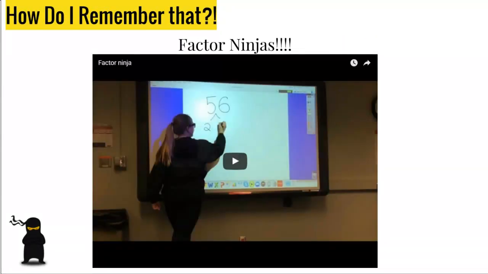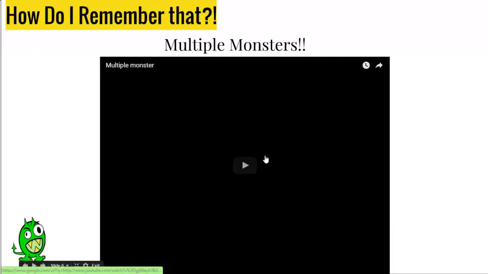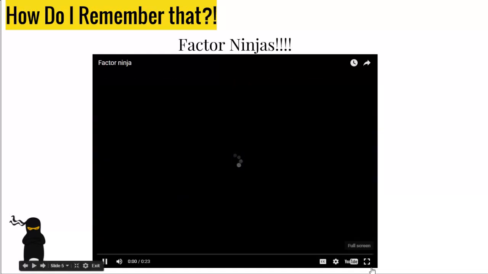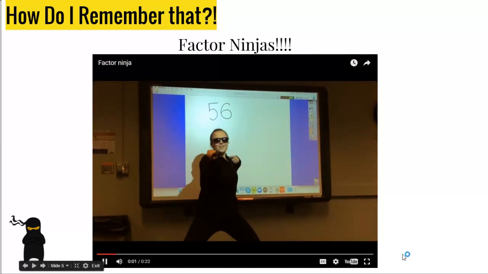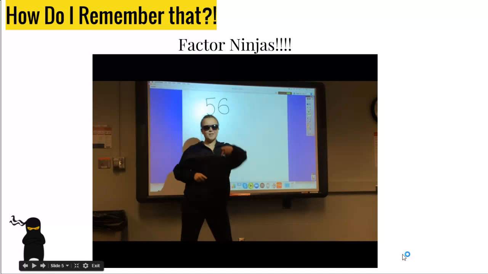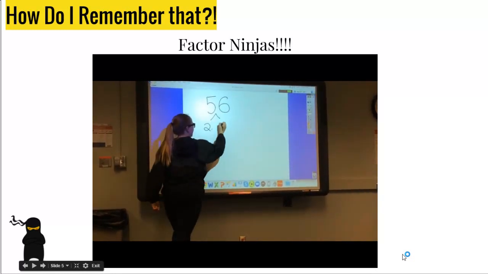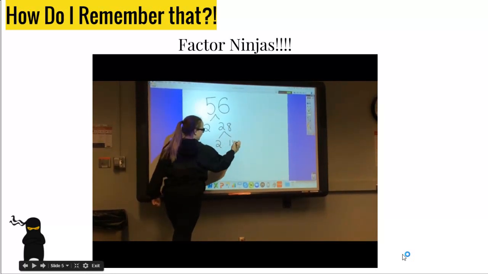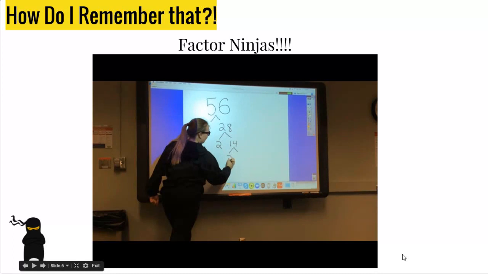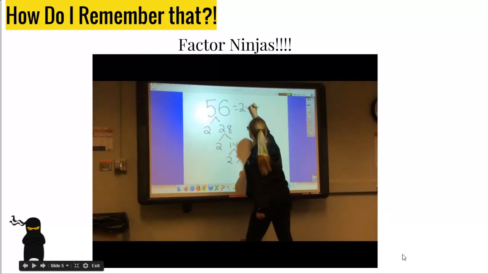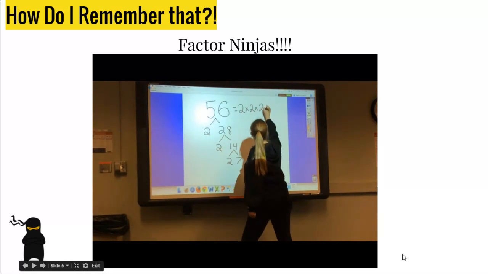Let's watch an example. Here's a factor ninja at work. I'm a factor ninja. I like to chop numbers up into their smaller parts. I know 56 is divisible by 2 and 28. 28 is divisible by 2 and 14, and 14 is divisible by 2 and 7. So I know 56 is 2 times 2 times 2 times 7.